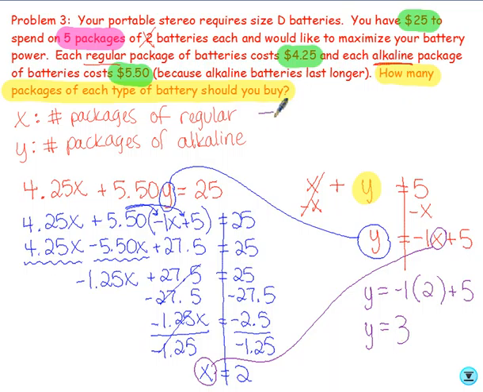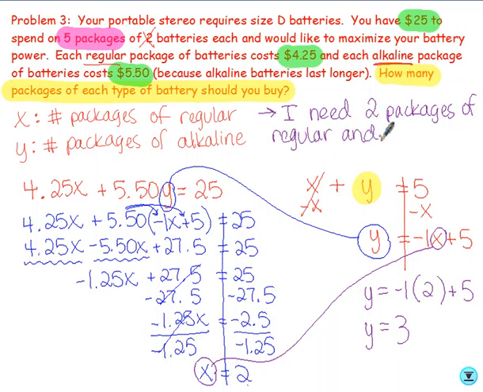Let's look at writing our final sentence. So our sentence starts off with, I need. X is packages of regular. So X was 2. I need 2 packages of regular. And Y is packages of alkaline. So that's 3 packages of alkaline. And we are done with that third example.